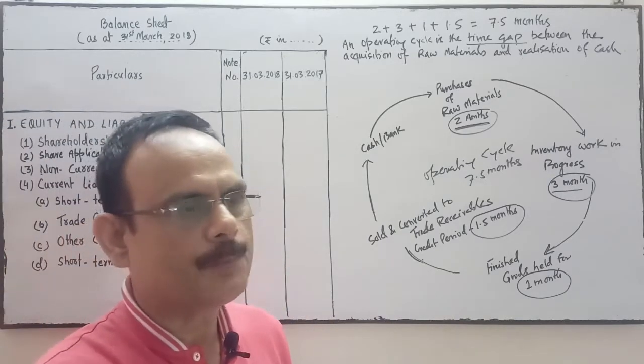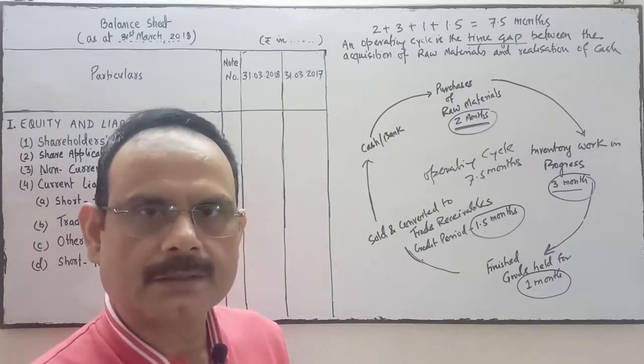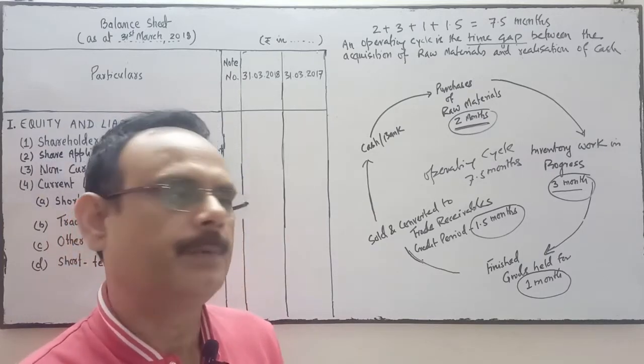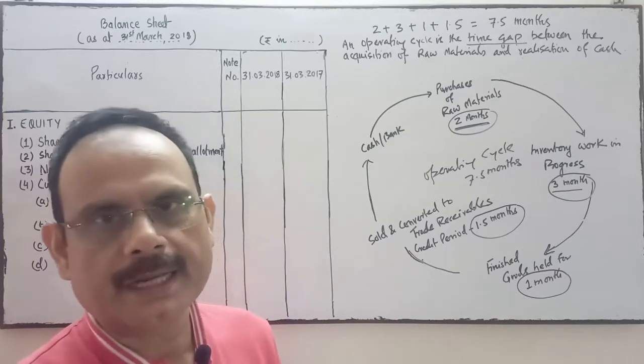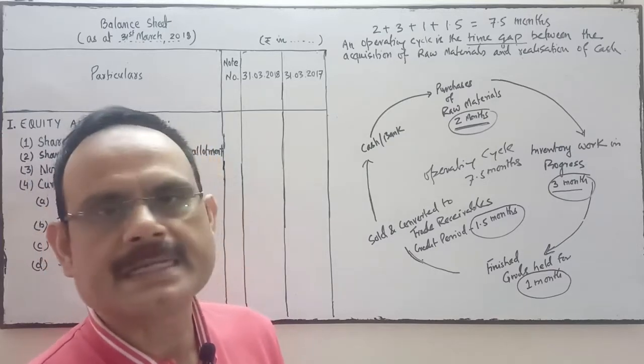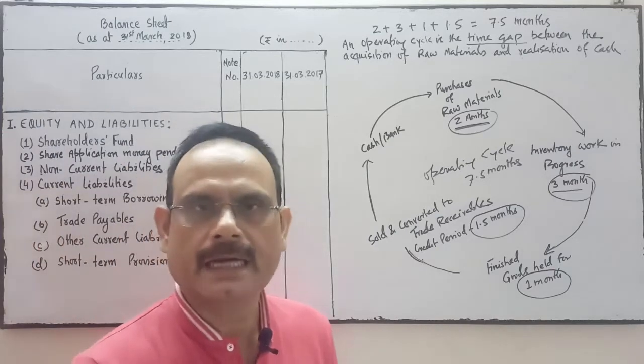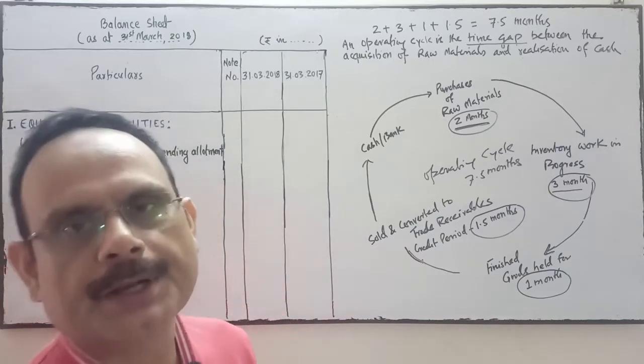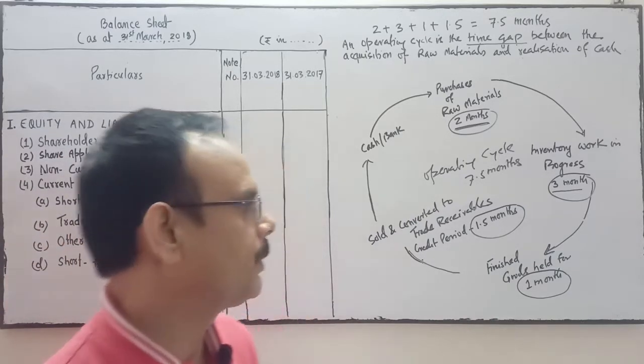In some businesses the operating cycle is very short, maybe 1 month, 7 days, 2 days, or 1 day, and in some businesses the operating cycle may be more than that, maybe 18 months, maybe 24 months, like this. Okay.